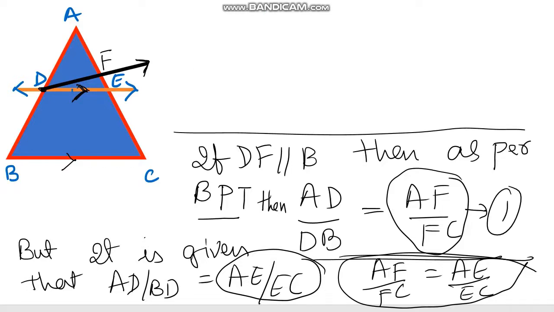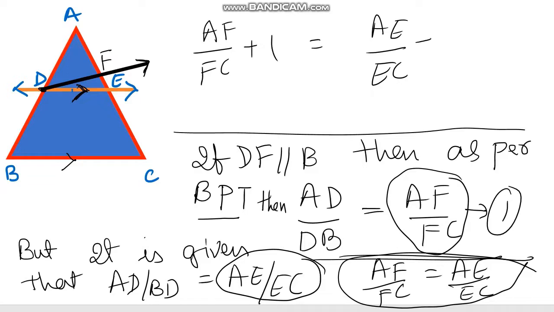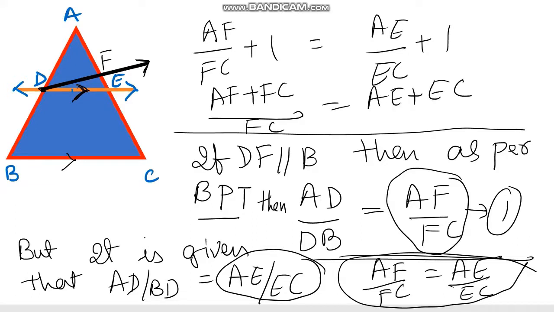See here, what we got: AF by FC equal to AE by EC. Now if you add 1 to both the sides like this, what you will get? AF plus FC by FC equal to AE plus EC by EC. Now children, see here, AF plus FC means what?